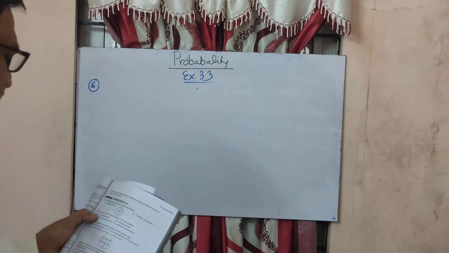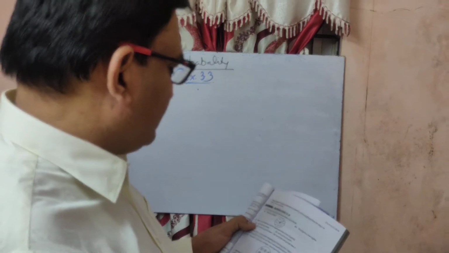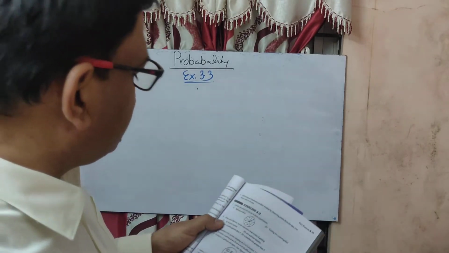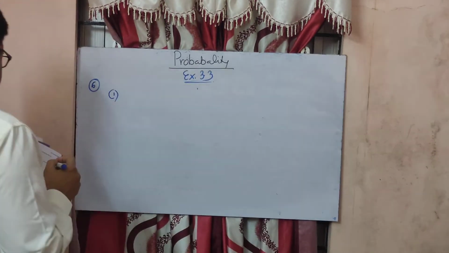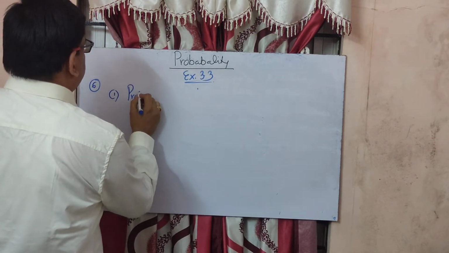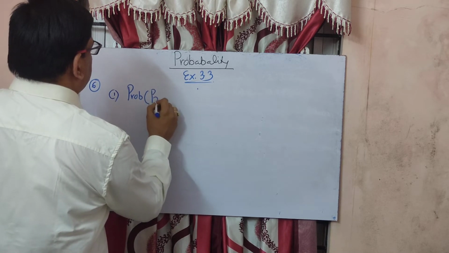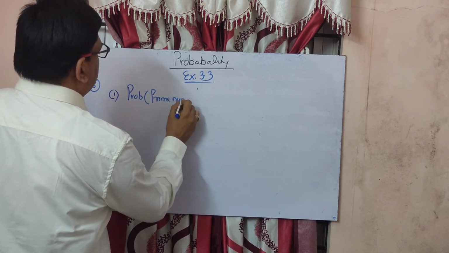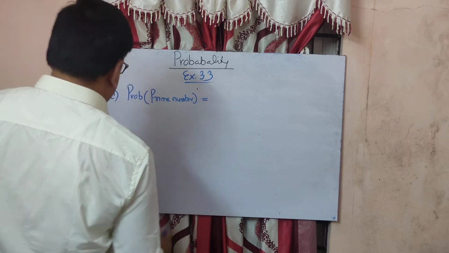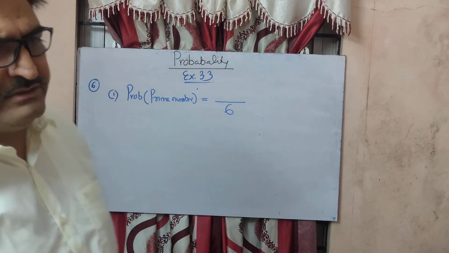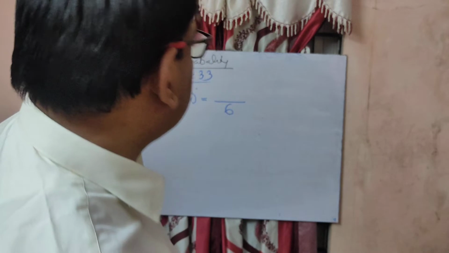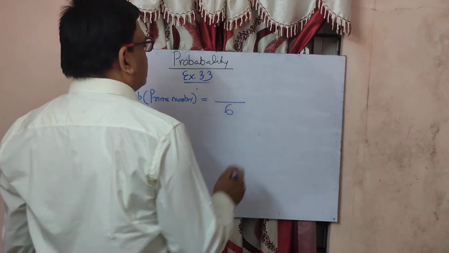Find the probabilities of the events given in question number 2. Now move to question number 2. When a die is thrown, list the outcomes of an event. Now, you have to find out probabilities. The first question: probability of getting a prime number. First of all, you have to write probability of getting a prime number. If it is a dice, it has six numbers, isn't it? 1, 2, 3, 4, 5, 6.